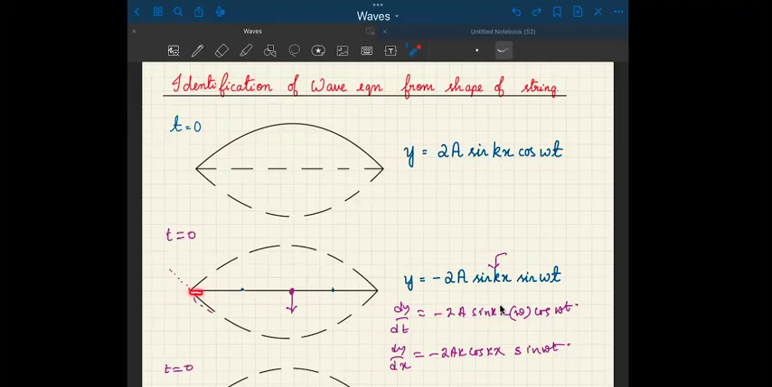Suppose the wave is like this, and all the particles are moving down. In that case, very simple, after this a shape will come. So put omega t plus pi by 2 in this equation. What is sin omega t plus pi by 2? Sorry, cos omega t plus pi by 2 is minus sin omega t. You got the same. So if you know this equation, 2A sin kx cos omega t, you can get anything.